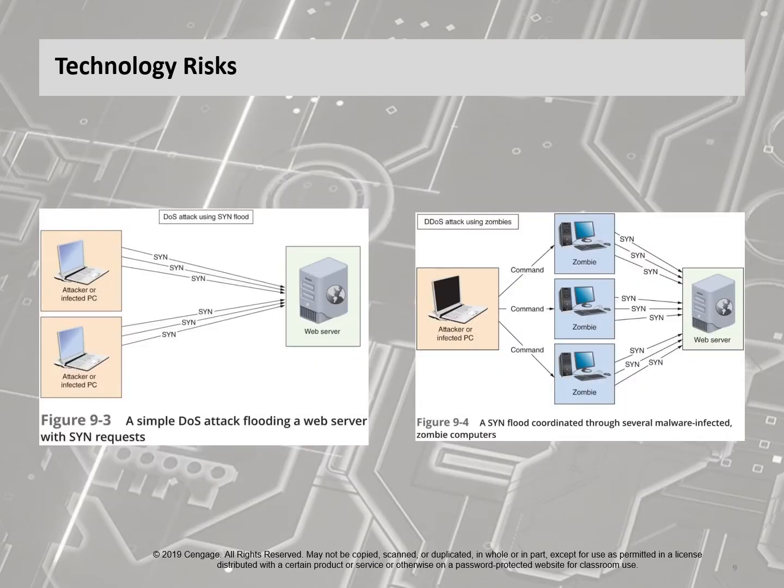So here we got a couple of graphics. Figure 9.3 shows a basic DOS. Figure 9.4 shows us a more complex DDoS. And again, we can kind of see the consolidation of resources here. We have a single attacker that's talking to the zombies, and then the zombies are able to perform a SYN flood. And then I want you to take note at figure 9.4's graphic for the attacker.